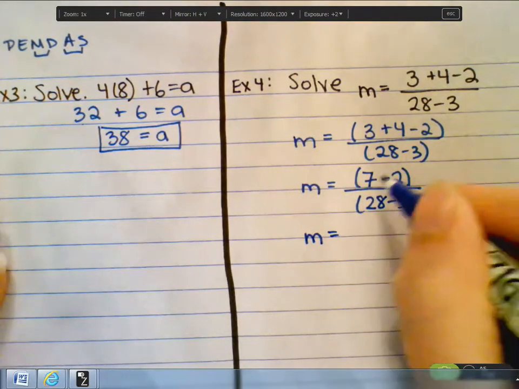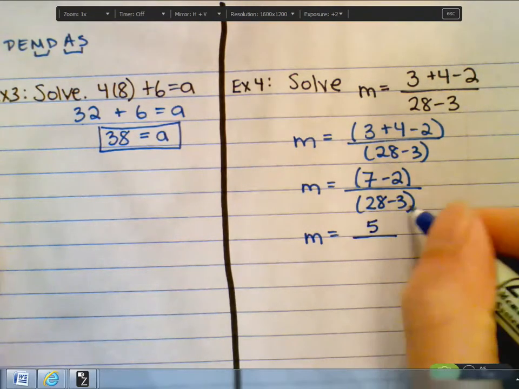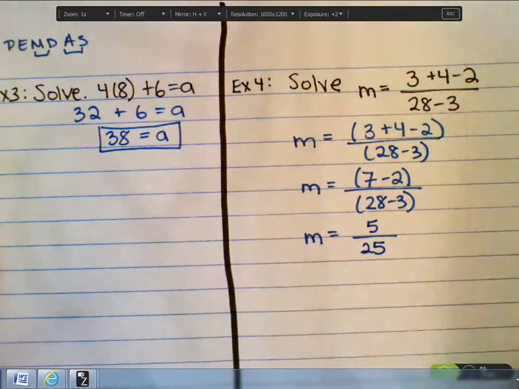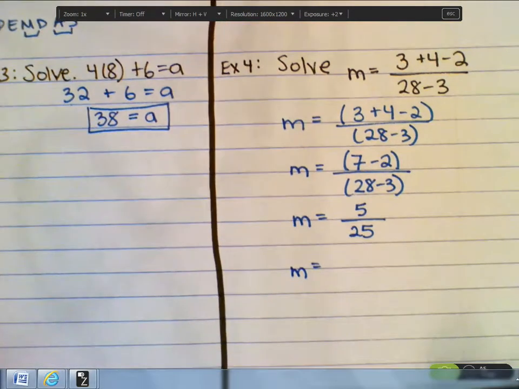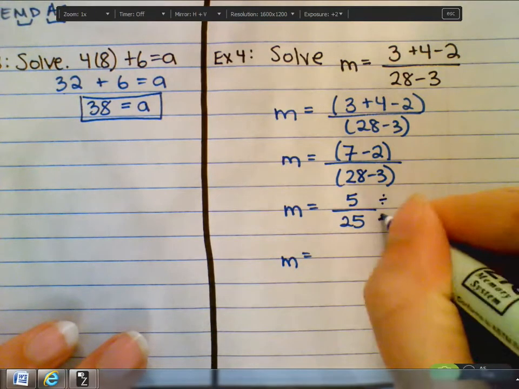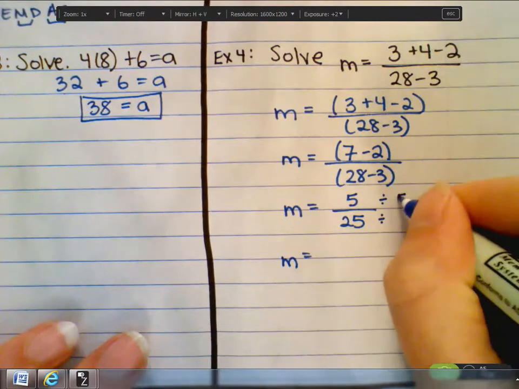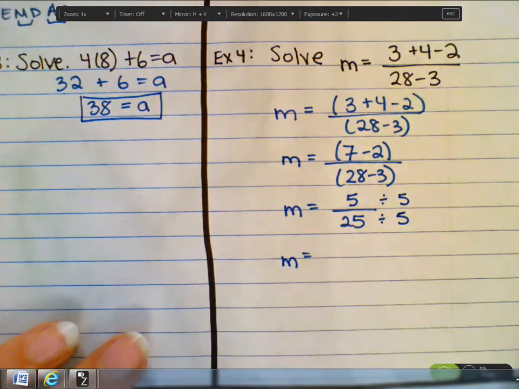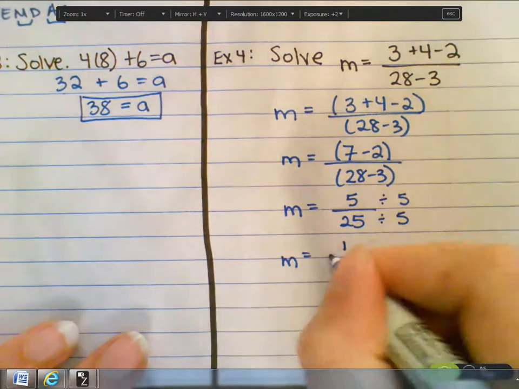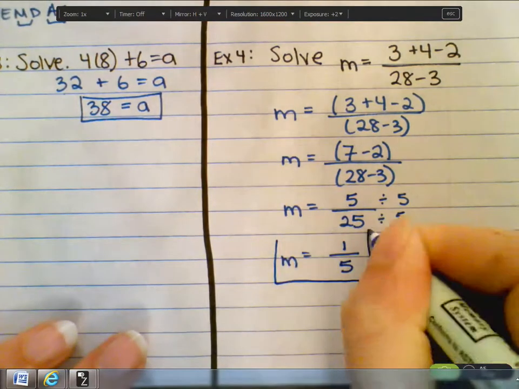Alright, now I can go ahead and subtract. So 7 minus 2 is 5. 28 minus 3 is 25. When we deal with fractions like this, 5 over 25 is actually not our final answer. You need to think about what you can do to reduce this fraction. So think in your head, or you can say to yourself, what number goes into both 5 and 25? So yeah, it would be 5. 5 divided by 5 is 1. 25 divided by 5 is going to be 5. So our solution would be 1/5.